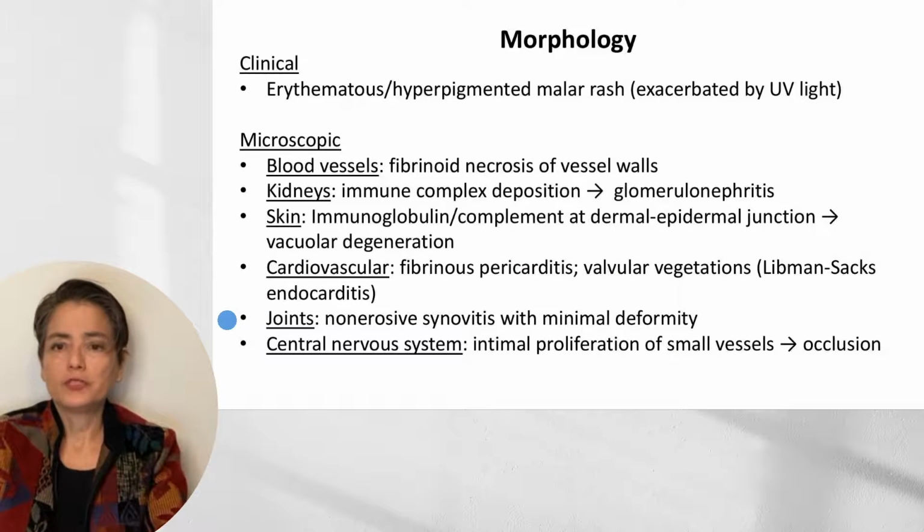We can see a non-erosive synovitis with minimal deformity in our joints. This is in contrast to the significant deformity we see in rheumatoid arthritis. And then there are a number of behavioral and cognitive issues with lupus, and we don't exactly know the pathogenesis of that. It has been noted that we can get intimal proliferation in small vessels in the central nervous system, leading to occlusion, and that might contribute to that.